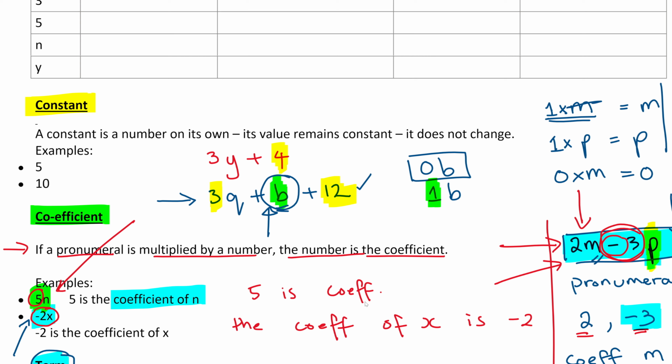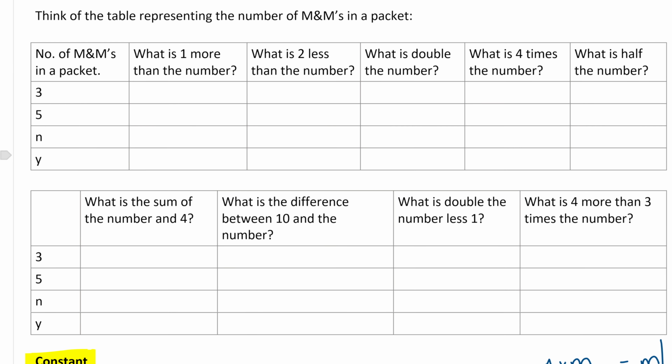But if you don't understand what I'm saying, you can just think of it like this. If you see a pronumeral by itself, if you just see an m, p, or whatever it is, it has a coefficient of 1. Okay? Hopefully that answers that question.